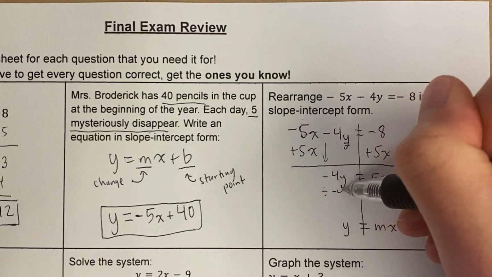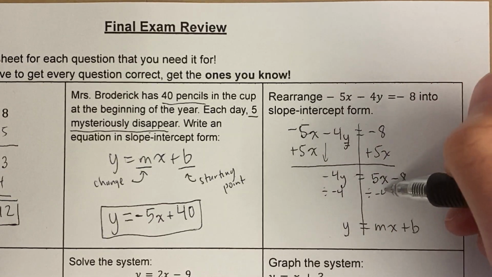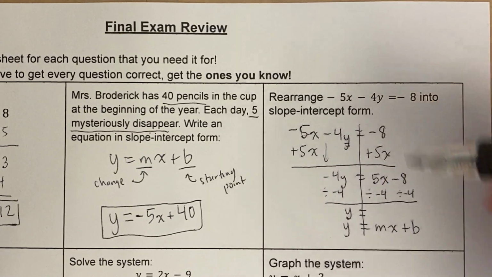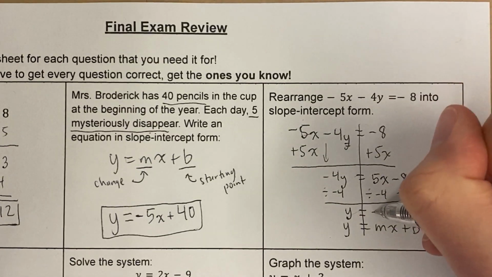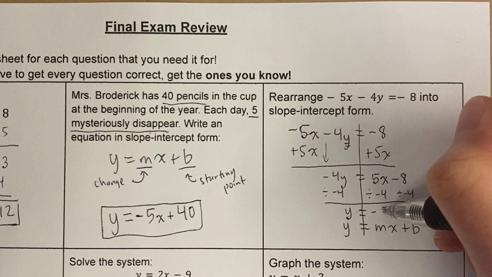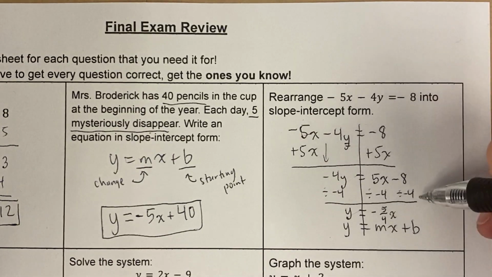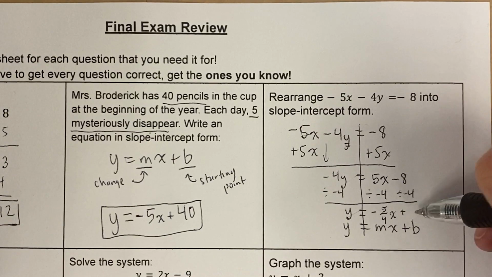Now I'm going to divide by negative 4 because y is being multiplied by negative 4, and I want y by itself. So now what do I get? Y equals positive divided by negative is negative. 5 divided by 4 will give me a decimal, so I'm just going to leave it as a fraction. That has an x on it. Negative divided by negative is positive. 8 divided by 4 is 2.